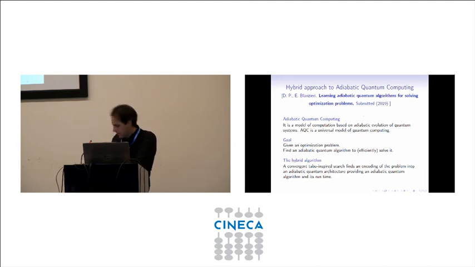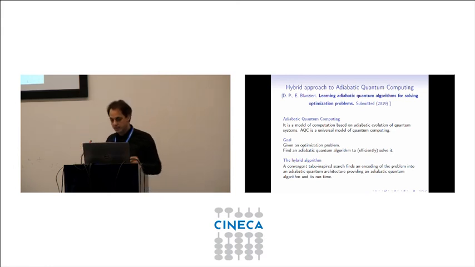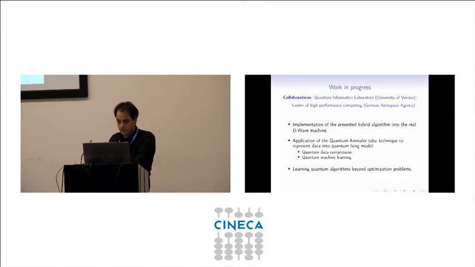So the idea is to use an algorithm like this as a source of examples. Given a class of optimization problems, we have a procedure to generate quantum algorithms to solve those problems. So the idea is to take this source of examples and apply classical techniques of machine learning to learn new quantum algorithms. So let me tell you something about the work in progress.